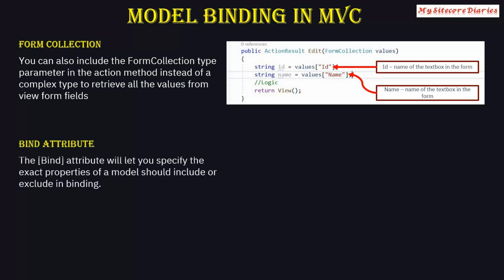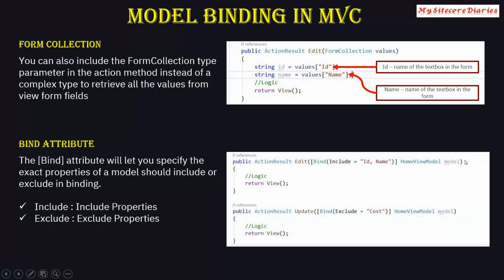Okay, then you have the bind attribute. So what is the bind attribute? The bind attribute lets you specify the exact properties of a model that should be included or excluded in the binding. Basically, you may have ten form fields or ten properties, out of which you do not want to bind a few. Then you can specify include or exclude for those. Include is used for including properties, and exclude is used for excluding properties.